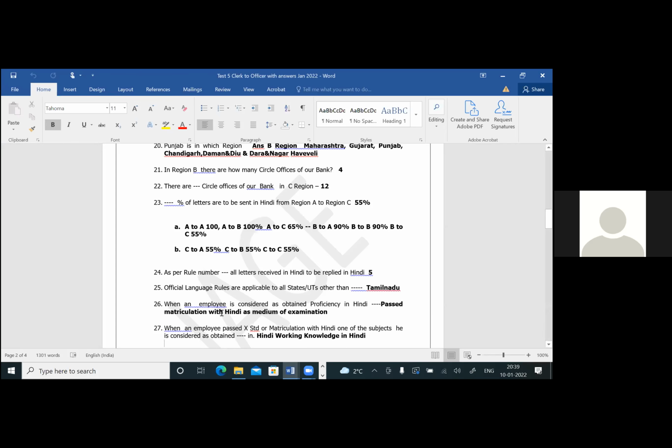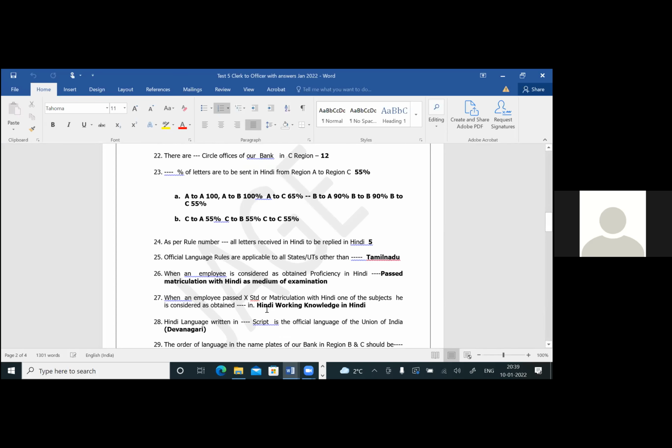Number 26, passed matriculation with Hindi as medium of examination. When an employee passed 10th standard or matriculation with Hindi as one of the subjects, he is considered as having obtained working knowledge in Hindi. Here you see proficiency in Hindi. He should have passed matriculation with Hindi as medium of examination. That means he has written in the matriculation exam all the subjects other than English in Hindi. So medium of instruction. Then he has obtained proficiency in Hindi.